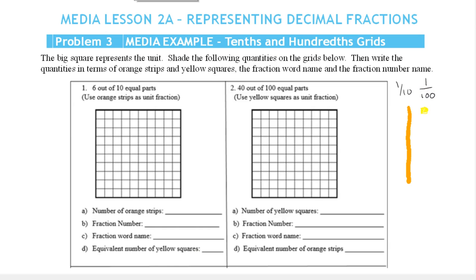Okay. So let's start on the first one. 6 out of 10 equal parts. Use orange strips as a unit fraction. So that means that we're going to do 6 columns. So there's our first, second, third, fourth, fifth, sixth. Now I'm going to go up to the top. This might take a second for you as well. Hopefully your highlighter works better.